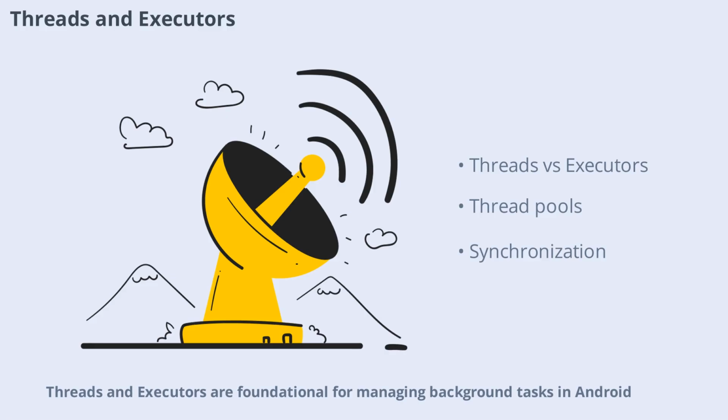Threads and executors are foundational for managing background tasks in Android. While coroutines are now preferred, understanding traditional threading is still important. Interviewers may ask about the differences between threads, thread pools, and executors, as well as common pitfalls like memory leaks and synchronization issues.